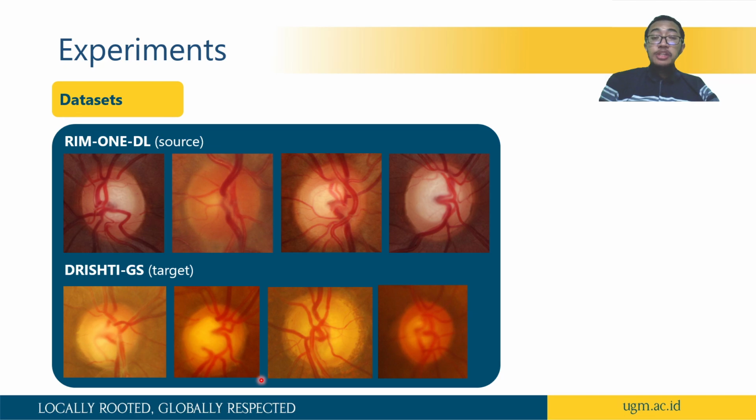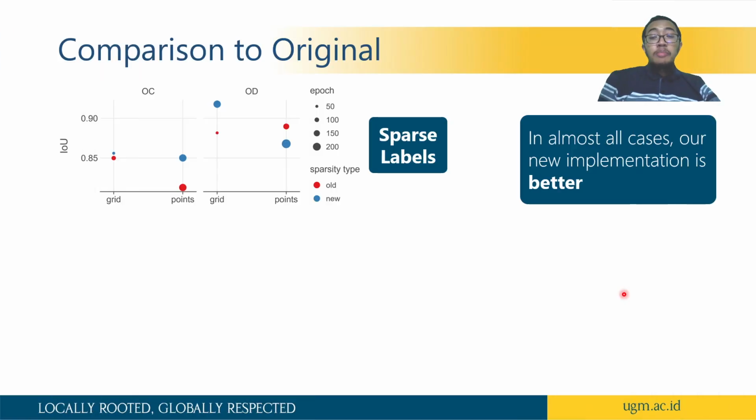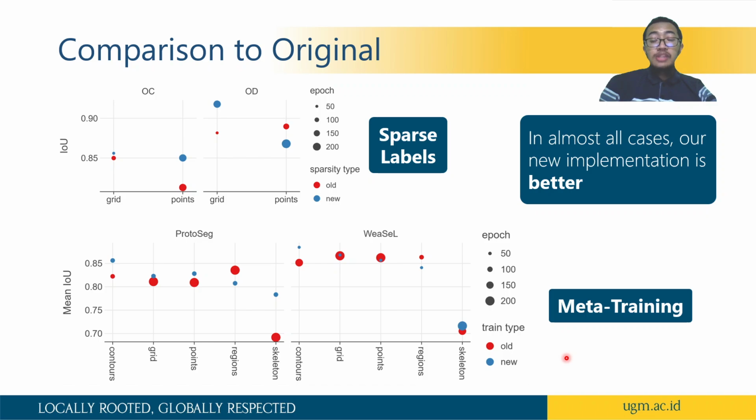Regarding the experiments, we use RIM1TL as the source dataset and RIS-DGS as the target dataset, and we use intersection over union as the segmentation metric. In comparison, our new implementation is better in terms of sparse labels and also in terms of meta-training. As you can see here, in almost all cases, our new approach, the blue one, outperforms the original approach, the red one.